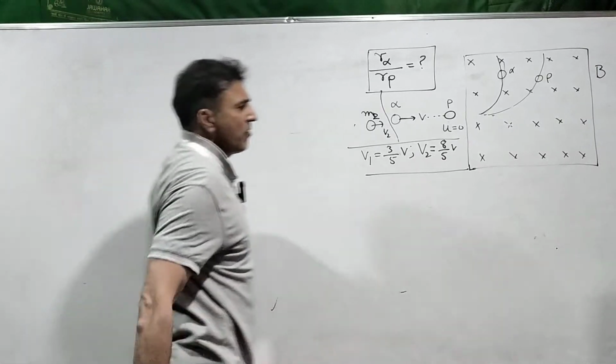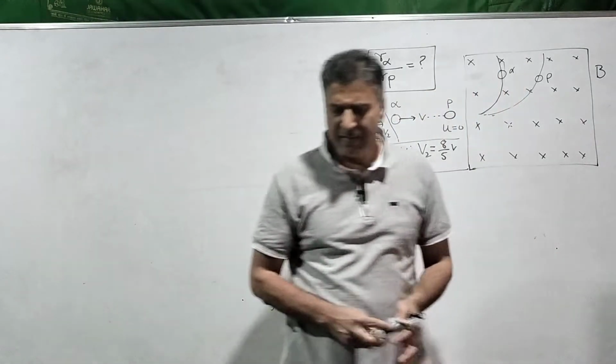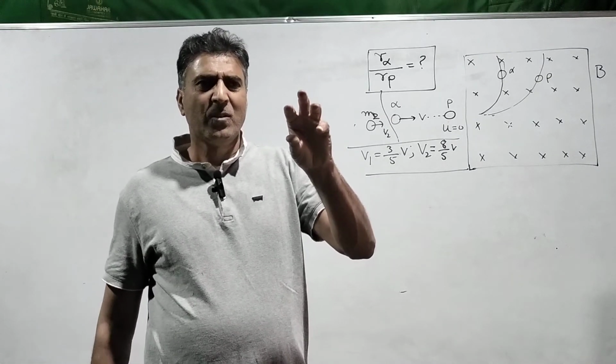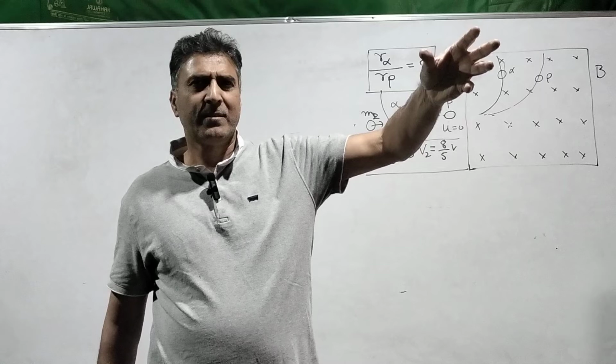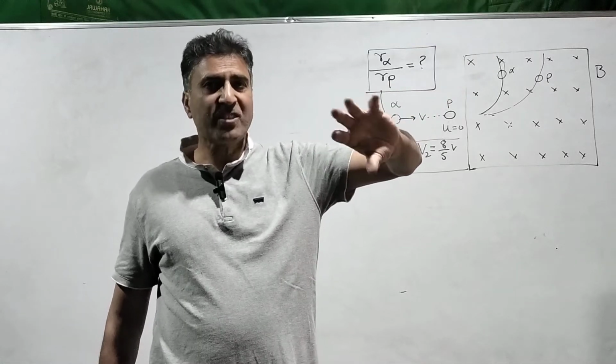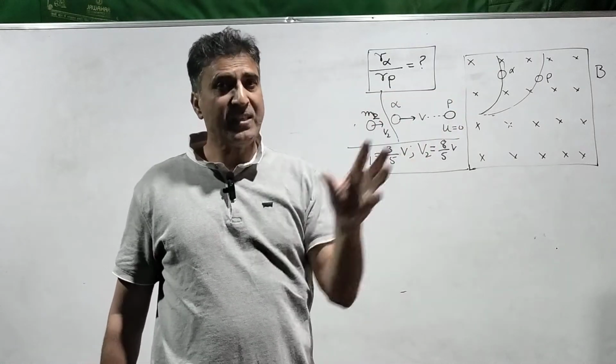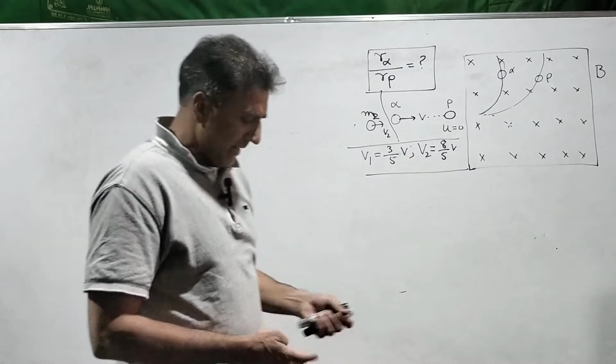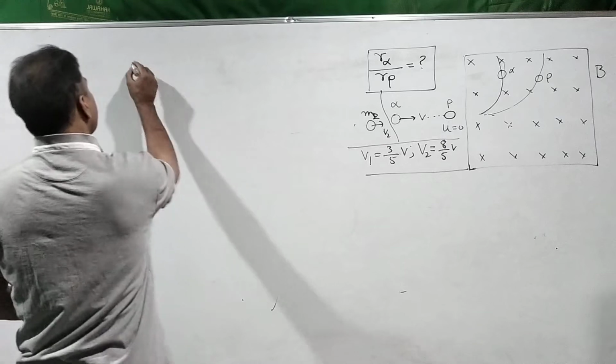Now the second point, the second concept about this, is that when a charge enters into the magnetic field, what is the path of the charge? The path of the charge is curvilinear, and in a special case it is a circle. So why should it be a circle? Let me explain that.